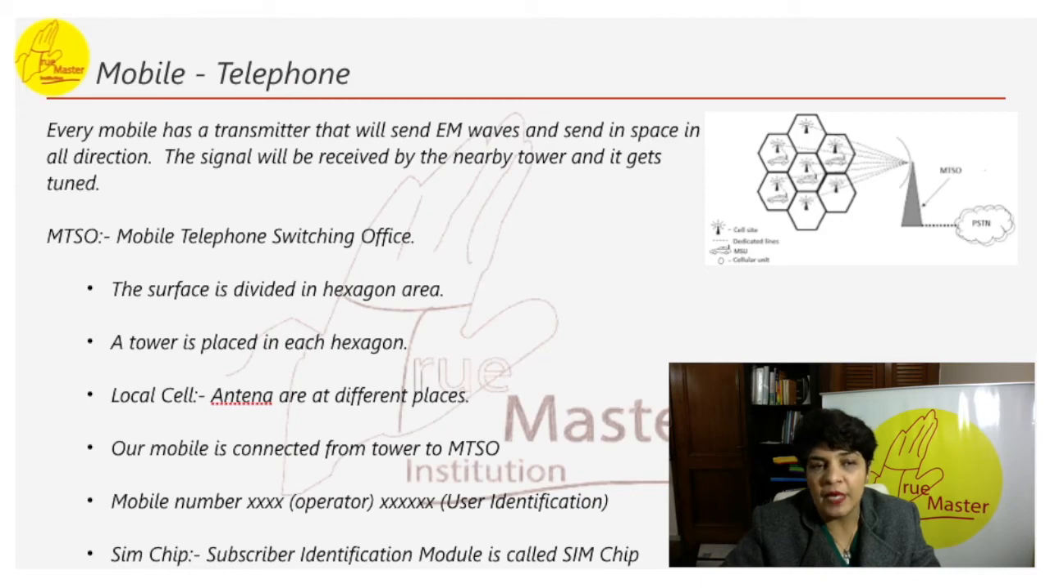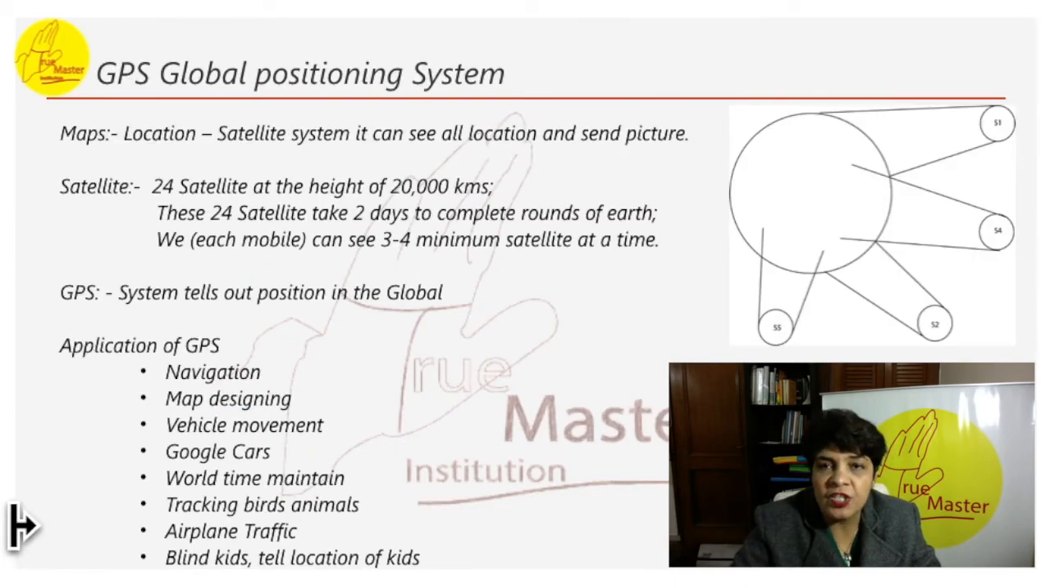What is the full form of SIM? You always say exchange the SIM, put the SIM. So SIM full form is Subscriber Identification Module. The last part, which we are going to be covering, is GPS as well, which is Global Positioning System.